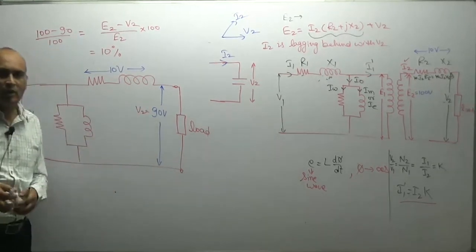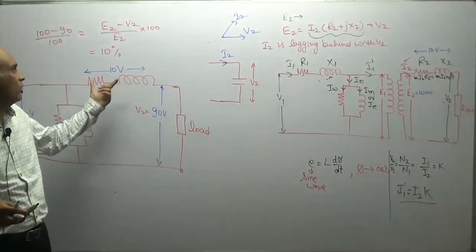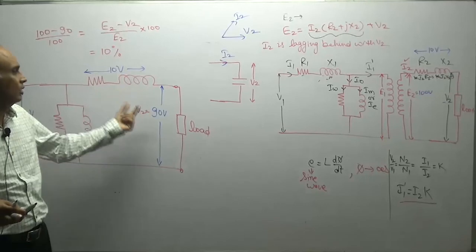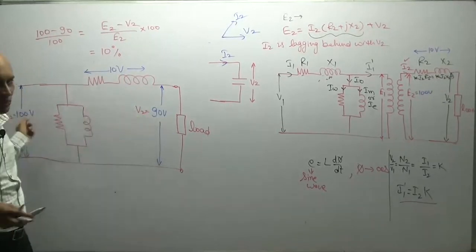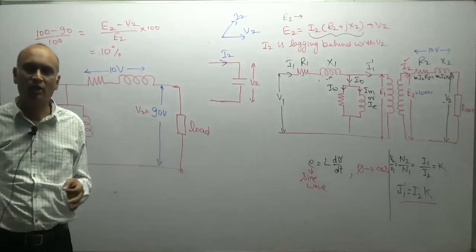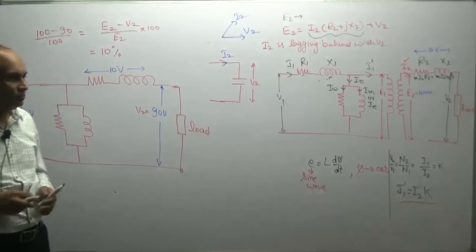I have told you in a good transformer these values should be very low. If these values are very low, then voltage drop will be low and this will be equal to this one. And if this is equal to this one, voltage regulation will be 0%. It will be a good transformer.